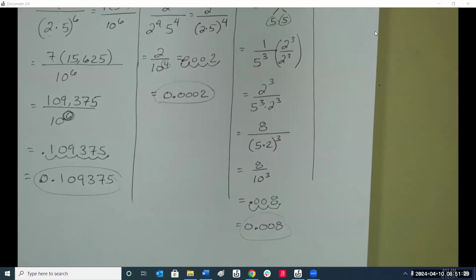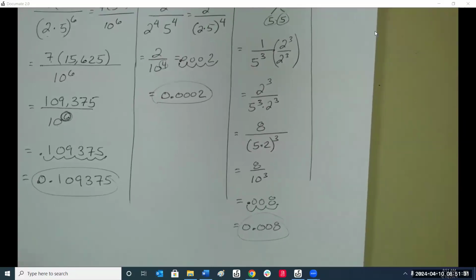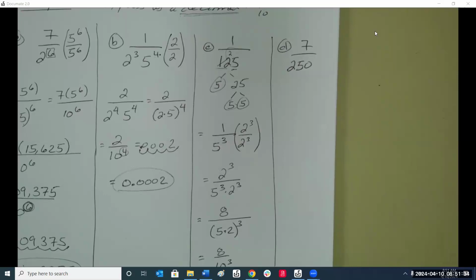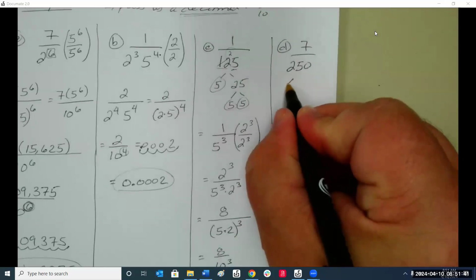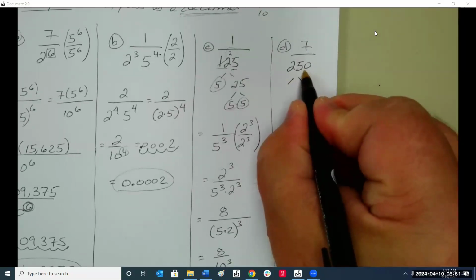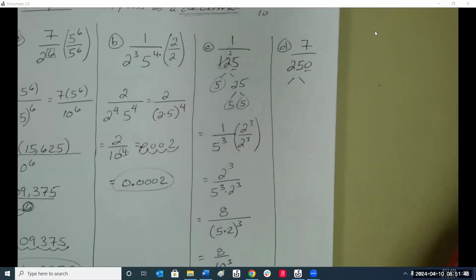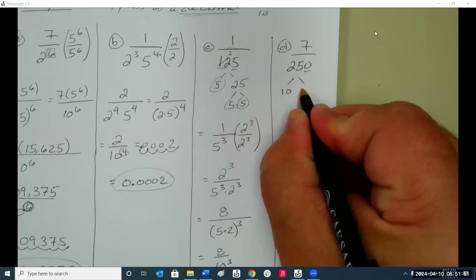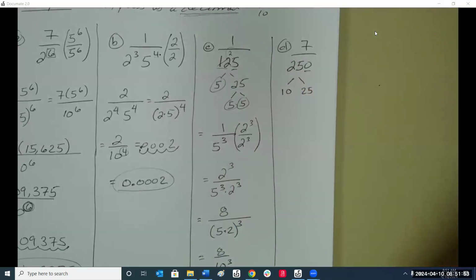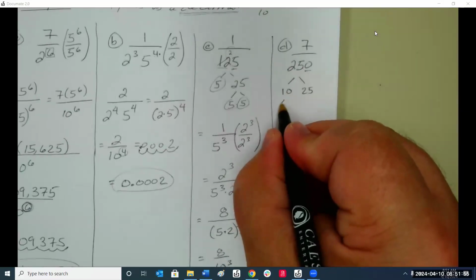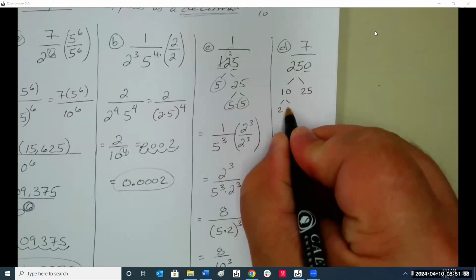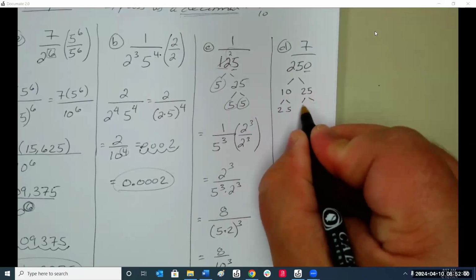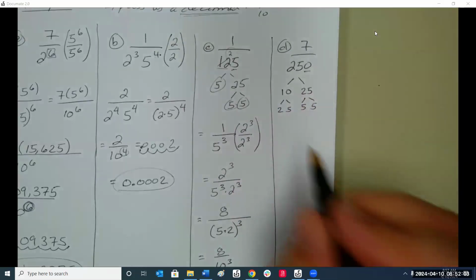Do the same thing with the last one. Since it ends in a zero, what do we know it divides by? 10. So 10 times what? 25. 10 is made up of 2 times 5. 25 is 5 times 5.